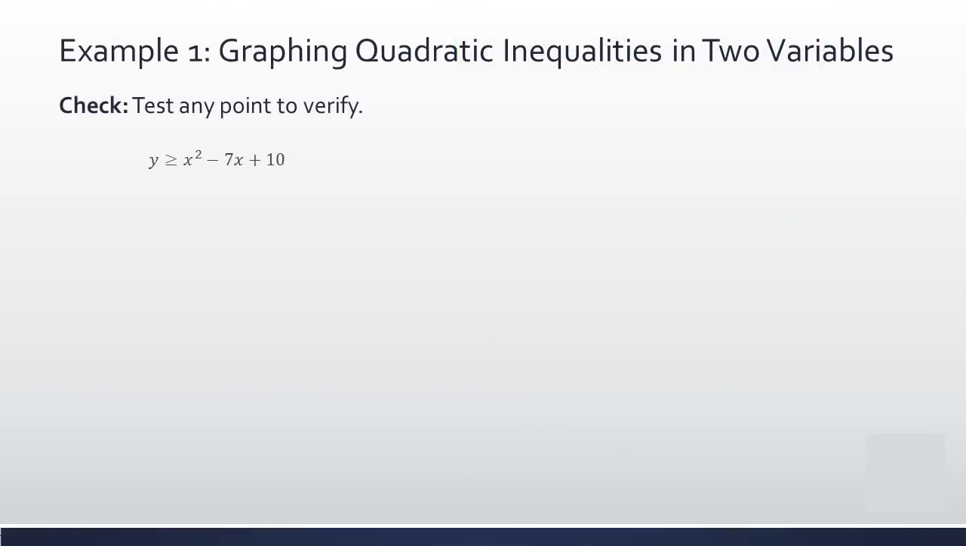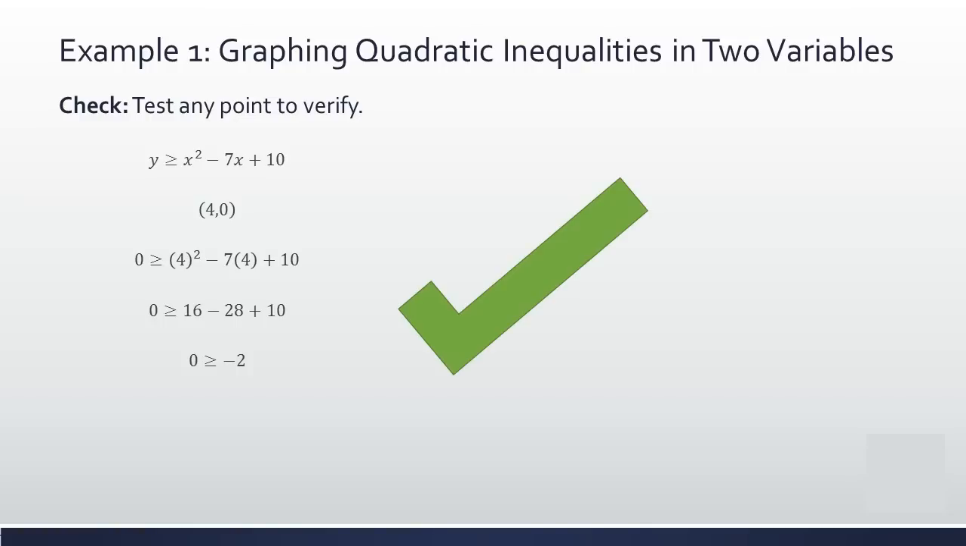So test a point that's within the graph. I'm going to test the point (4, 0), because I looked at the graph and it looks like it should be part of my solution. Plug it in. Everywhere there's an x, plug in 4. Everywhere there's a y, plug in 0. If the statement holds true, we shaded properly. 4 squared is 16. Negative 7 times 4 is negative 28. Do the math. 0 is greater than negative 2. Bam! That's correct. Woo!